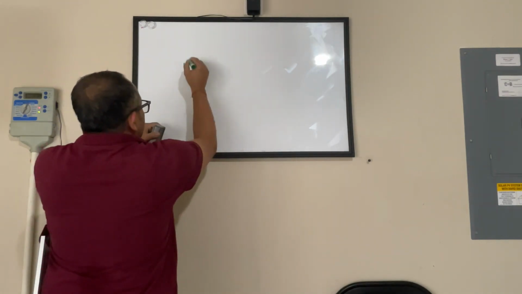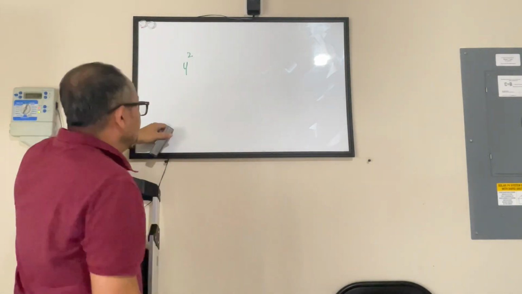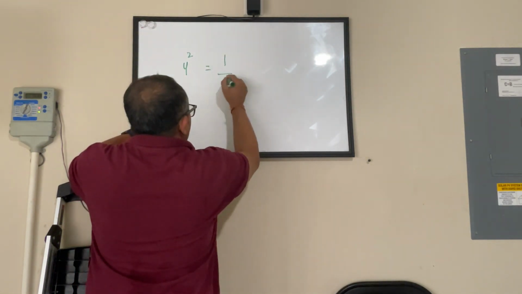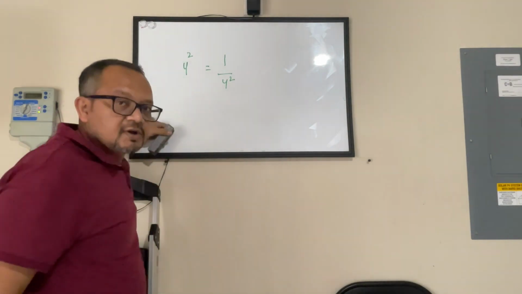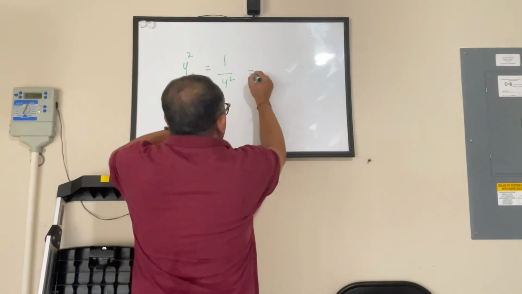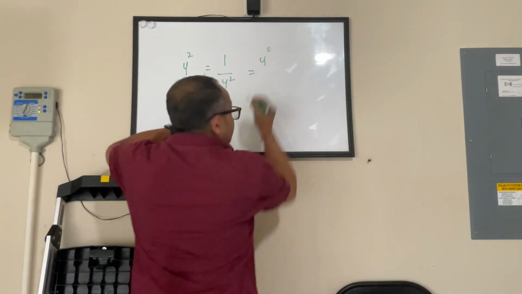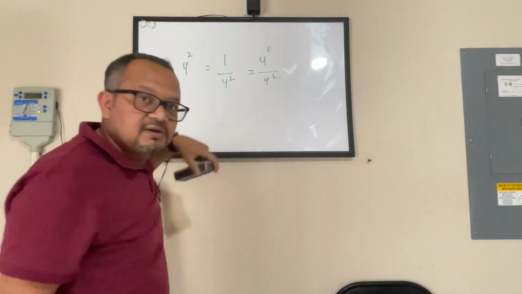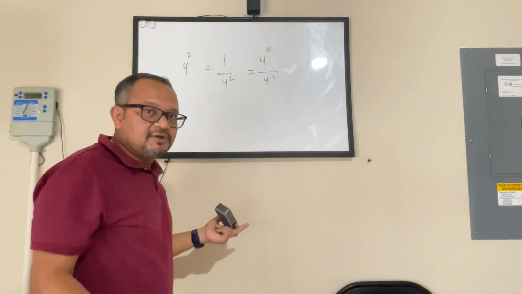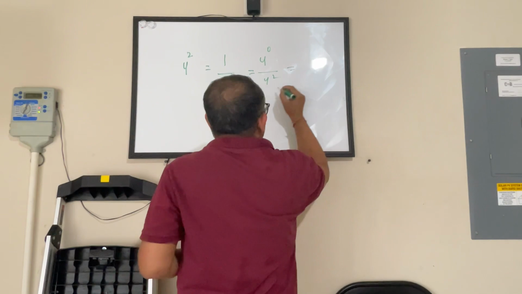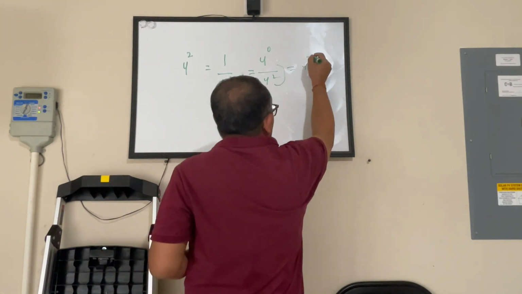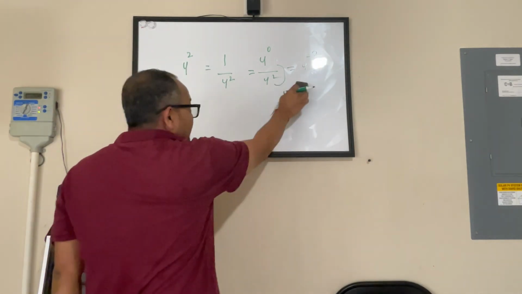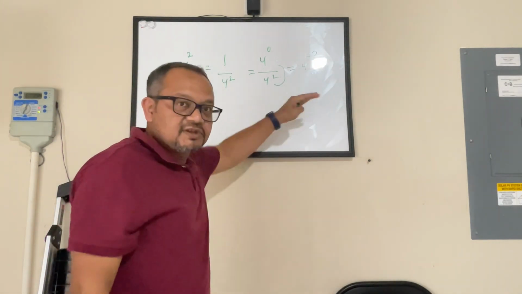If I say 4 to the power 2, this is clear. Now, if I say 1 by 4 to the power 2, what does it mean? I can write 1 as 4 to the power 0, and this 4 remains, and then you subtract, right? So it becomes negative 2. So this is what we can see to be confirmed.